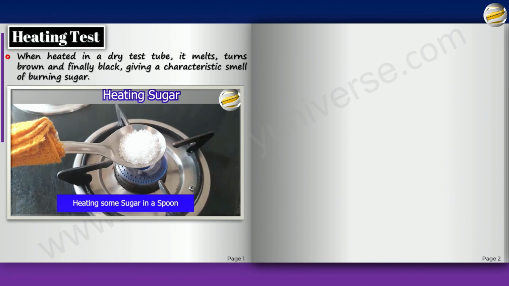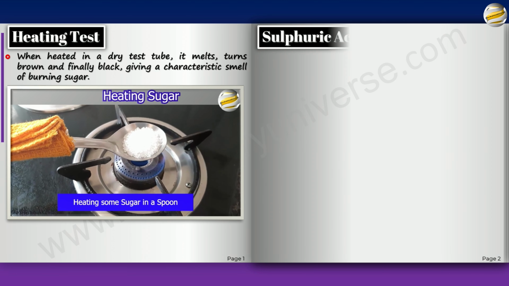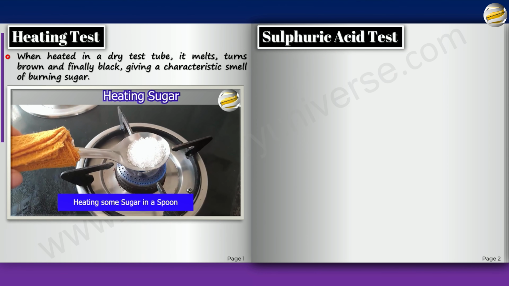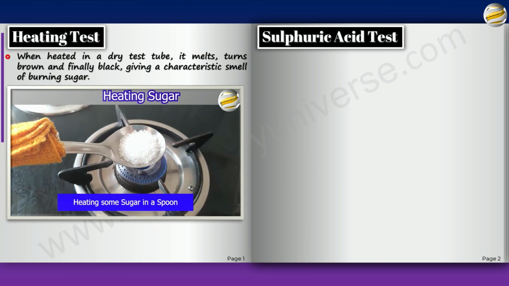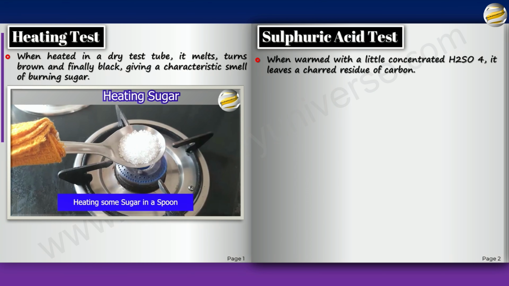Welcome back. So that was the heating test. The next one that we're going to look at is the sulfuric acid test. Here, when warmed with a little concentrated sulfuric acid, the carbohydrate leaves a charred residue of carbon. So it's a very simple test, and you will find the black carbon residue left. So let's go to the lab and have a look.